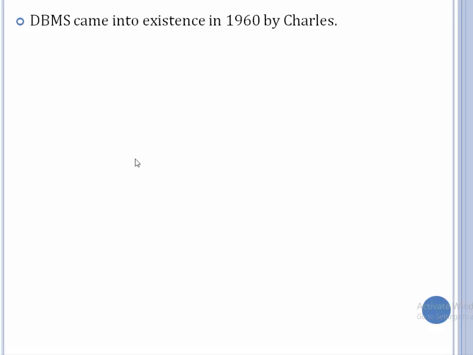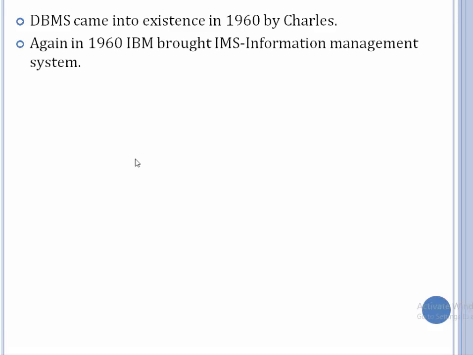Again in the year 1960, IBM brought one more application or one more software, that is IMS, Information Management System. So in 1960, IBM brought one more software, that is IMS. The expanded form of IMS is Information Management System.